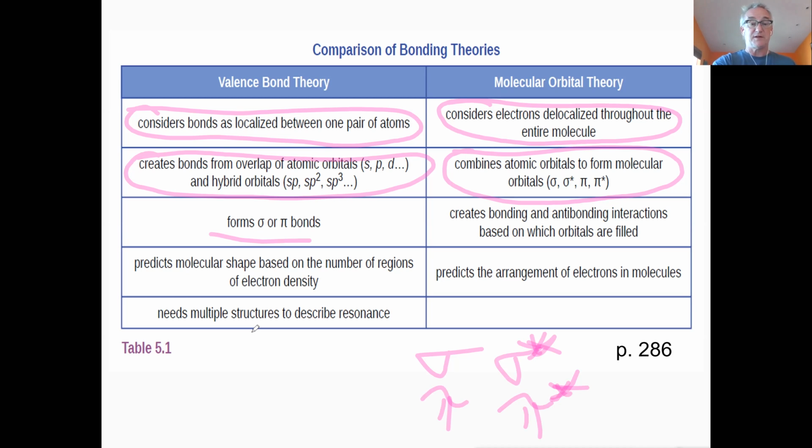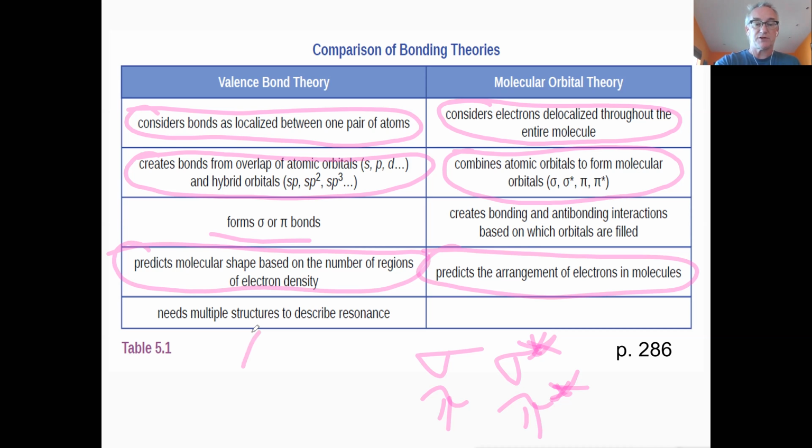The nice thing about valence bond theory is it predicts molecular shapes based on regions of density. We can understand that. I've got electrons here, and electrons there, and electrons here. Okay, that's going to be a planar shape. That makes sense. What molecular orbital theory does is predict the arrangements of electrons throughout the molecule, the whole thing. It could be a really big molecule, and it's basically going to predict how many electrons are bonding, how many aren't, and what the physical properties are.